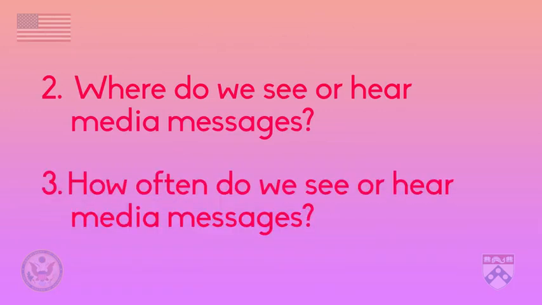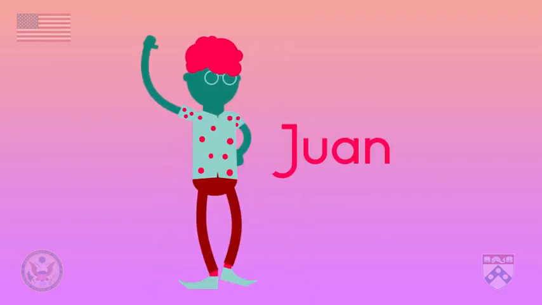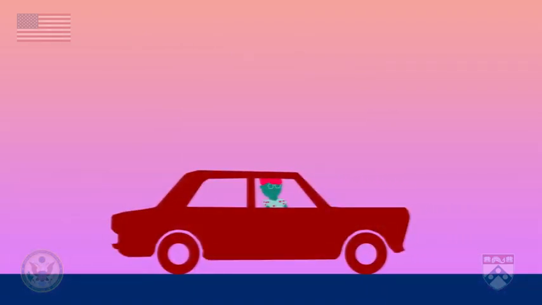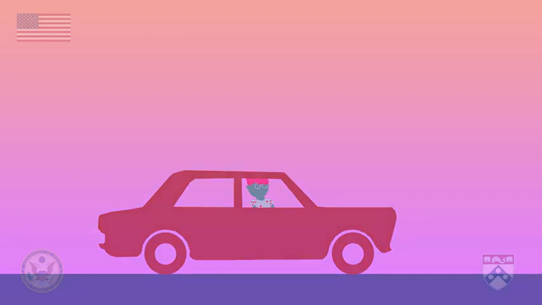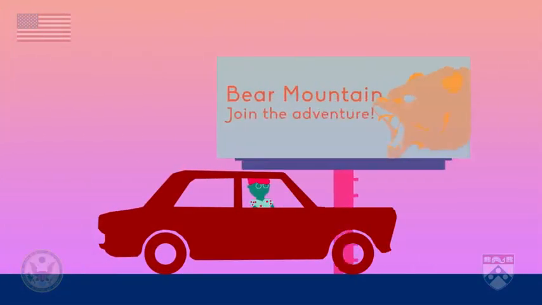Now, on to our second and third questions. Where and how often do we see or hear media messages? To answer these questions, let's look at an example. Meet Juan. Juan wakes up every morning at 7 a.m. As he gets ready for the day, he turns on the TV to watch the morning news. As he drives to work, Juan listens to a radio show which discusses what's new in sports and entertainment. Juan sees billboards for new cars and clothing stores along the highway as he drives to work.